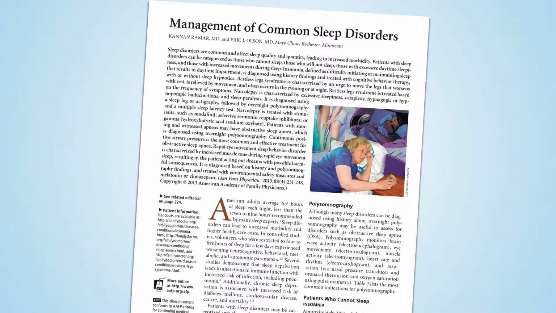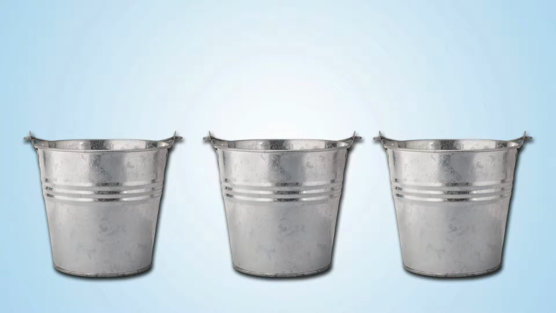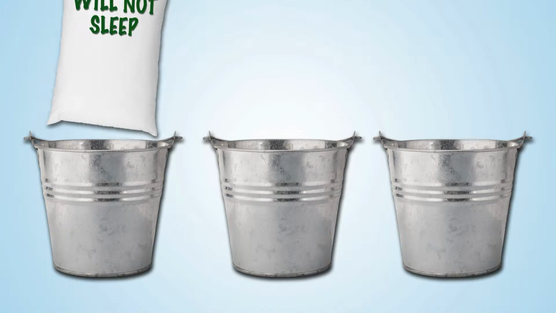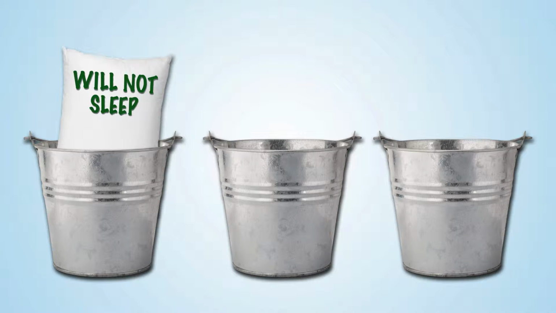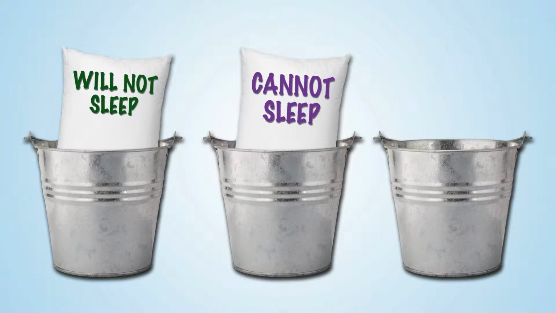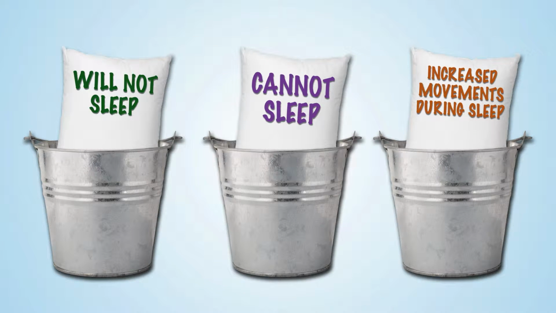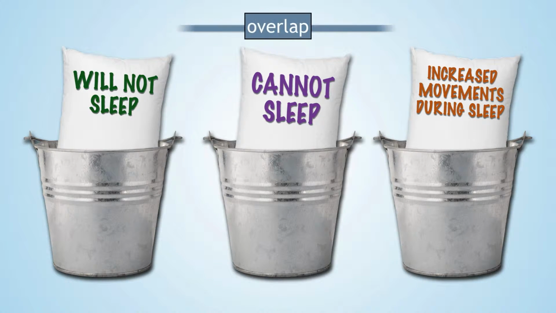And what are the main categories or labels or buckets that we put these problems into? There are three main groups of sleep problems. The first main group is when people just won't go to sleep. And there's a lot of that, and we'll talk about that some more. There's also a big group of problems where people cannot get to sleep. They either can't get to sleep or they can't maintain sleep. Then there's another big group where people have increased movements during sleep. And there's some overlap between these groups, but those are the three main buckets.